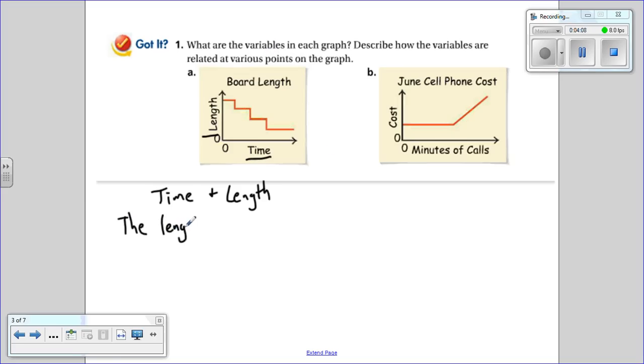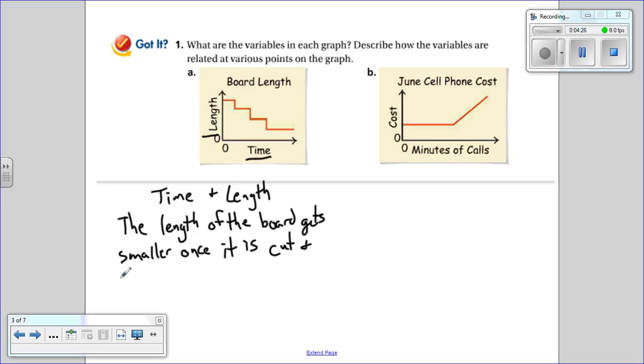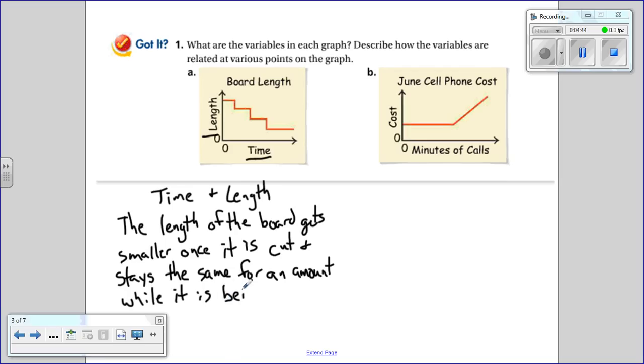The length of the board gets smaller once it is cut and stays the same for an amount of time while it is being cut.